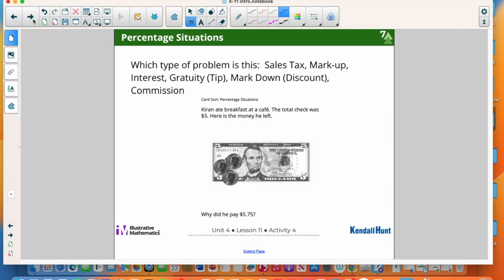So Kieran ate breakfast at a cafe. The total check was $5. Here's the money he left. Why did he pay $5.75? So that extra 75 cents, not sure. It could be tax. It could also be the tip. So in this problem, we're not exactly sure whether it's tax or tip. My guess is it's going to be the tip because it says the check was $5. So that makes me think that's the total amount on the check.